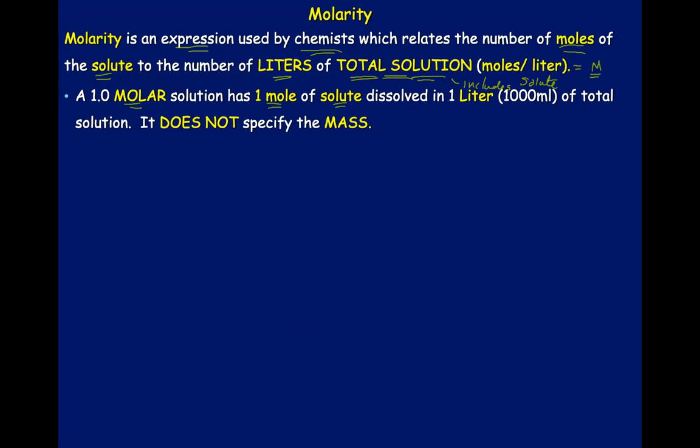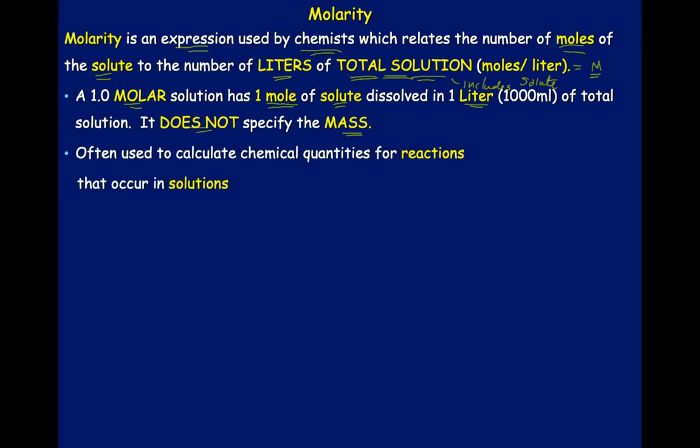A 1.0 molar solution therefore has 1 mole of solute. Notice it does not specify how many grams you have. We're looking at the expression of how many particles are dissolved in a liter of total solution. It does not specify the mass. So this is going to be specific for every solute, because each solute, of course, has a certain amount of mass for that mole. So again, this implies using the GFM. Often this is used to calculate chemical quantities for reactions that take place in solutions.